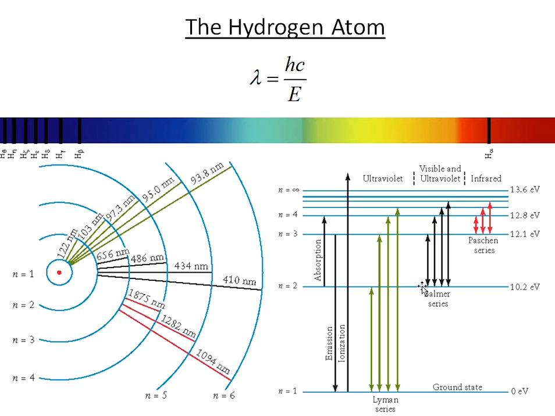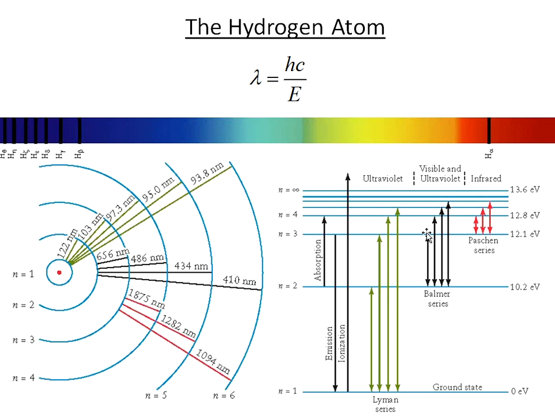Now, if the electron is in the n equals 2 state, and along comes a photon of exactly this wavelength, which corresponds to a photon energy of 1.9 electron volts, and the electron is already in the first excited state, it can absorb that 656 nanometer photon and use that energy to get bumped up to the second excited state.